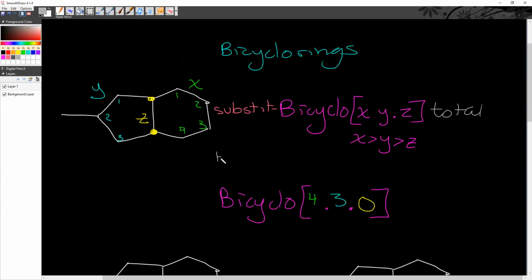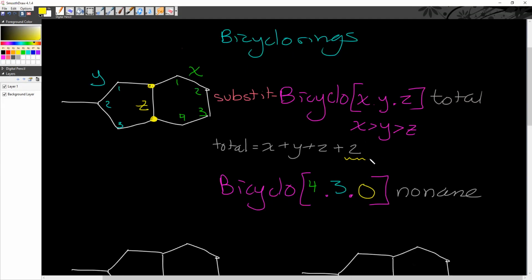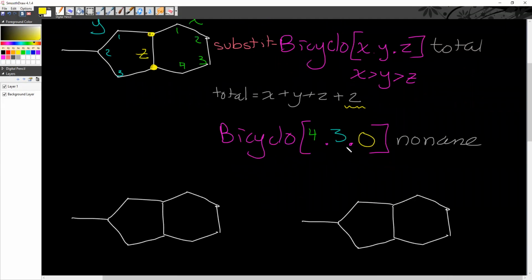Now, next, we want to make sure that we're doing the total at the end. And the total is equal to x plus y plus z plus 2. So in this case, it's going to be 4 plus 3 is 7. 7 plus 0 is still 7. And then 7 plus 2 gives us 9, which would be nonane. Now, the reason why it is 2 is because through this naming scheme, if we just added the numbers, we'd be forgetting the bridgehead carbons. So we want to make sure that we're including those, which is why we add 2, right? That's often something I find students forgetting a lot.